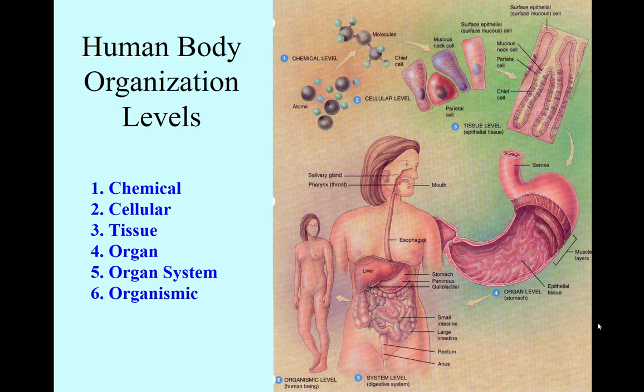And then, of course, those organs make up an organ system. You have the digestive system, you have the respiratory system. And then all of those systems make up the actual organism, as we call it, the organismic level. So the next slides come and give examples of each of these.